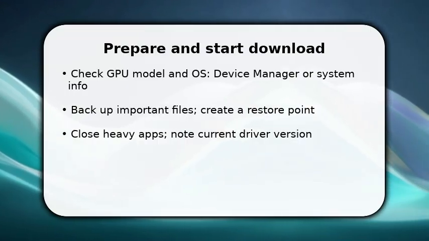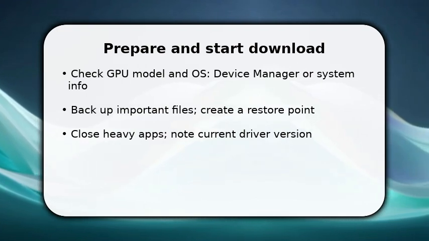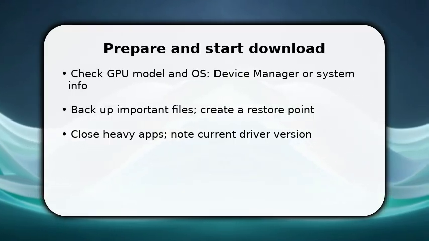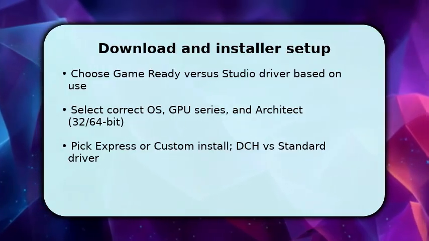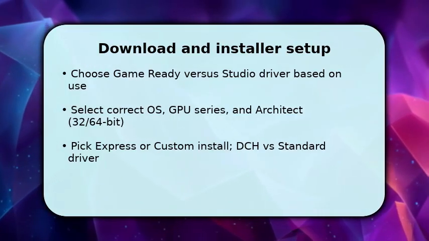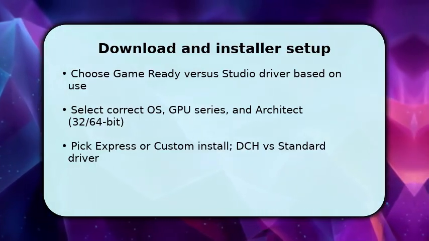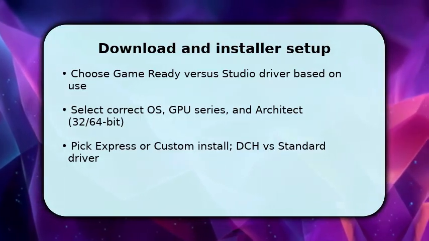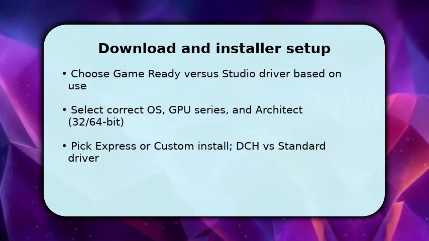Next, open NVIDIA GeForce Experience or NVIDIA Driver Download Utility, and prepare to select the appropriate Game Ready or Studio driver. You now pick the correct driver type, Game Ready for gaming or Studio for creative apps, because each is tuned differently. After selecting OS and GPU family, download the installer matching 64-bit or 32-bit architecture. Most modern PCs use 64-bit.